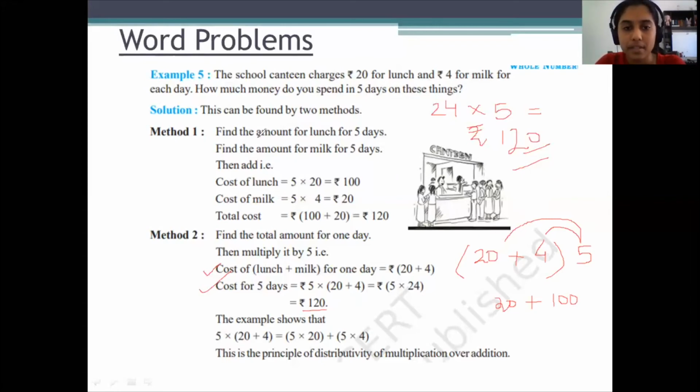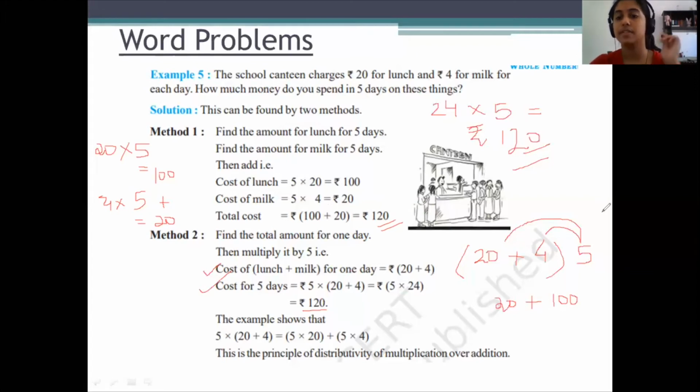Now here in the first one, you can find the amount for lunch of 5 days and then for milk for 5 days, and you can simply add. So we know 20 is for your food or your meal, and then multiplied with 5, which is 100. And then you have 4, which is for your milk, multiplied with 5, which is 20. And if you add 100 plus 20, you get 120. So there are several ways you can solve the question, but there's only one right answer.